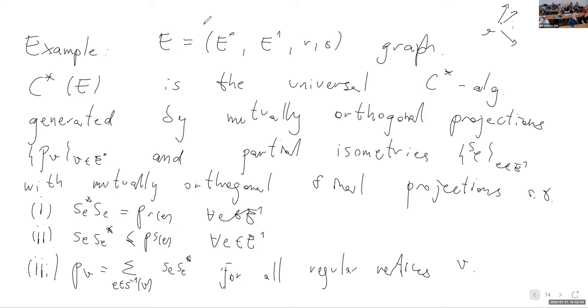With the next slide, you don't need two. When I say regular there, I'm assuming that the sum is finite, and for the sum to be finite, there can only be finitely many edges. But still, if you have an edge E here, you still want S_e S_e star to be less than or equal to the projection of E. And it's not going to follow from here because there's no relation.